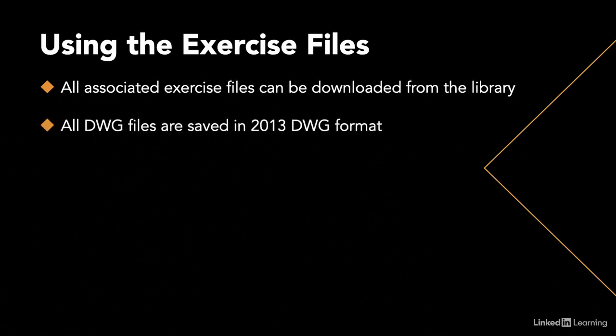All of the files that you download will predominantly be in an AutoCAD DWG native file format. And all DWG files are saved back to a 2013 DWG format. What this means is you don't have to have the latest version of AutoCAD to follow the course. You'll still be able to open the DWG files all the way back to AutoCAD 2013. So basically what it means is you can be running AutoCAD 2013 and upwards to follow along with this course when you download the exercise files.